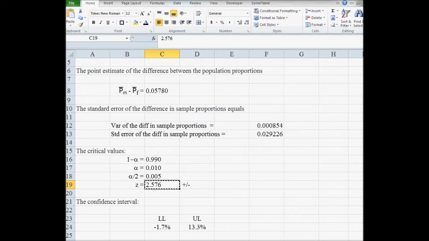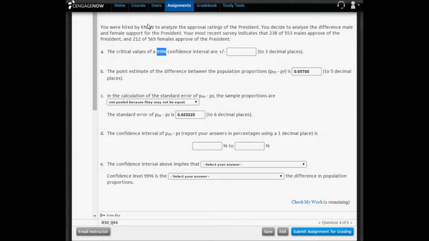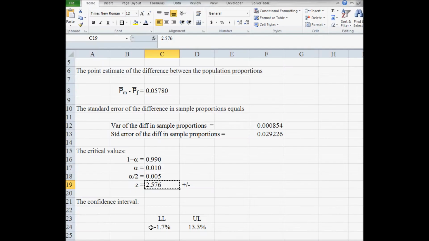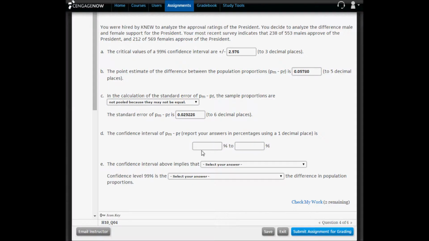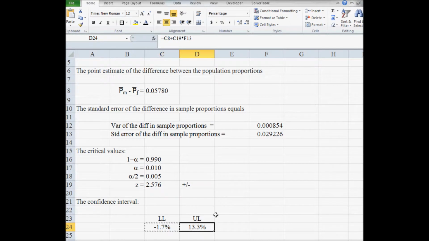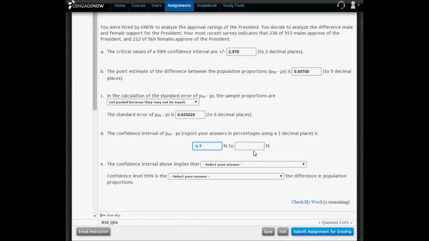The critical value to 3 decimal places is 2.576. The lower limit of the confidence interval, negative 1.7%. Now, I don't include the percent sign because the percent sign is outside of the answer blank. The upper limit of the confidence interval is 13.3%. And again, I'm going to get rid of the percent symbol because the percent symbol is outside of the answer blank.